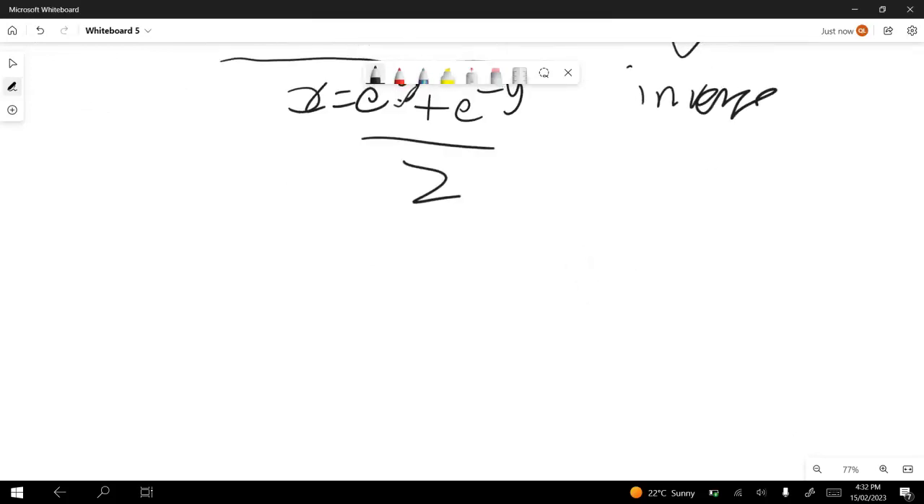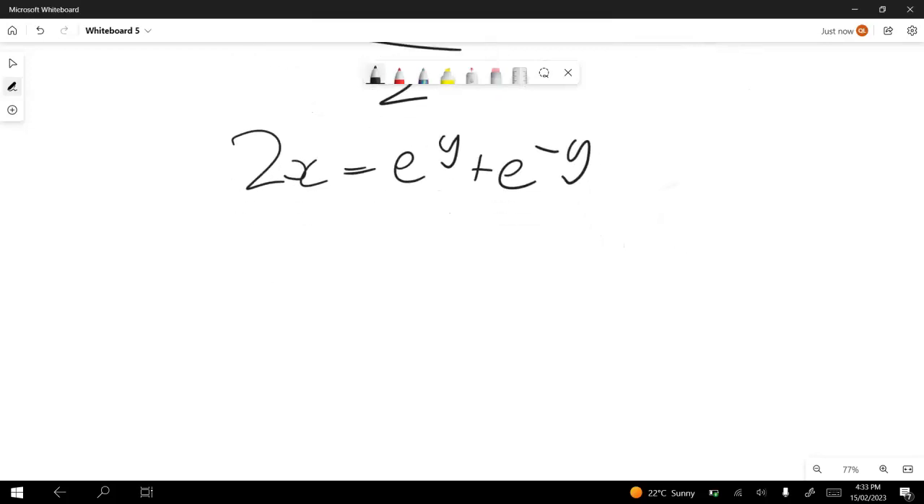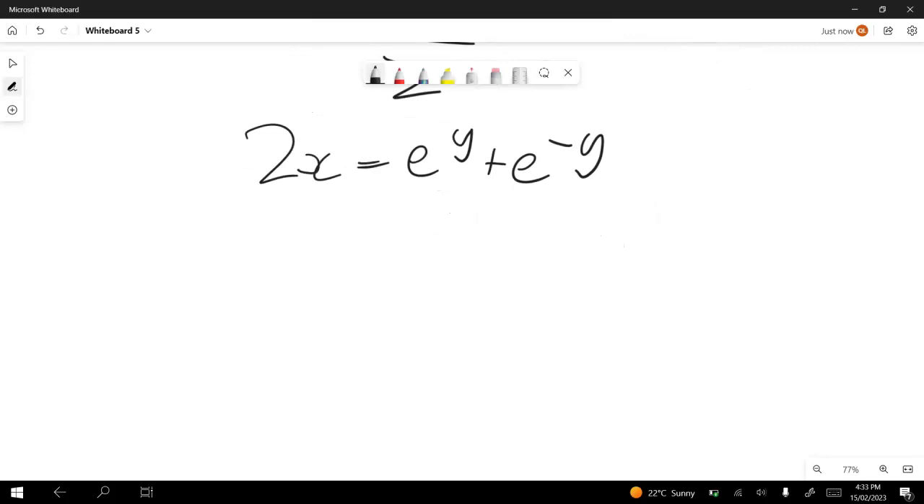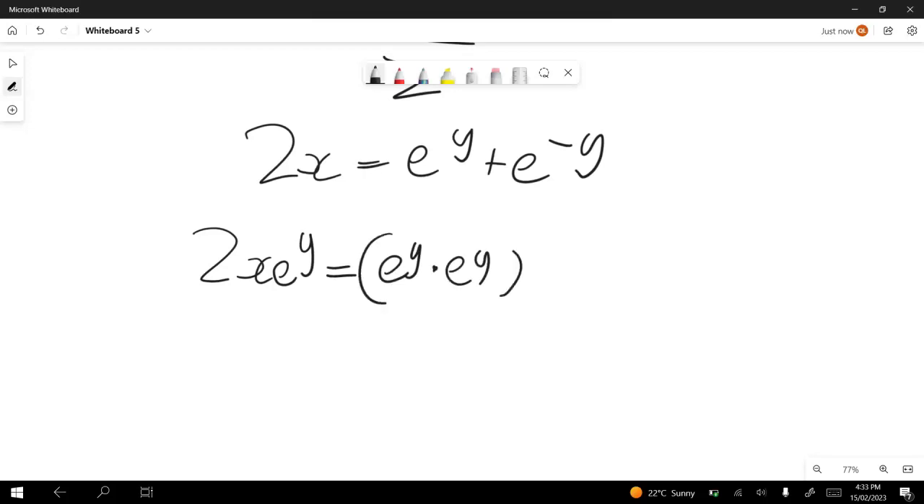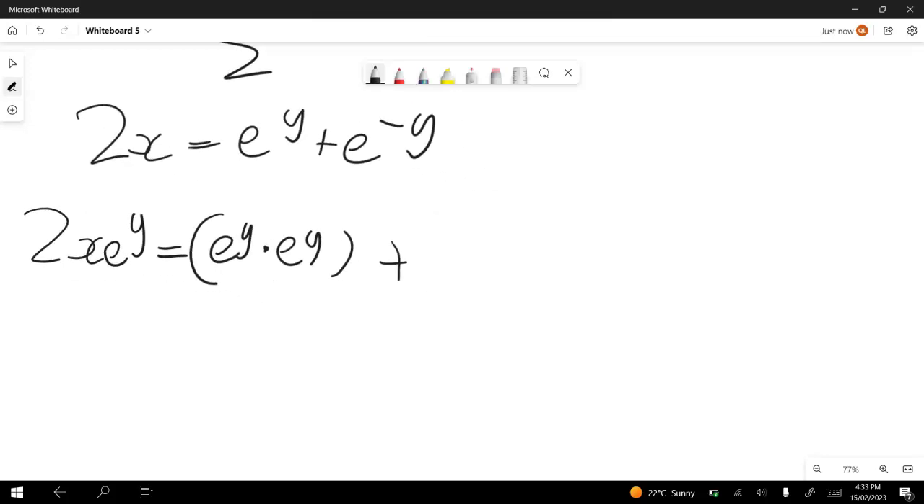And so what I'm going to do is move the 2, making it 2x is equal to e to the y plus e to the negative y. That's all I'm doing. I'll just check if I copied the correct question. Yep. Okay, so here I have this function, and I'm going to multiply everything by e to the y. So 2x times e to the y is equal to e to the y times e to the y, first thing, plus bracket e to the negative y times e to the y.